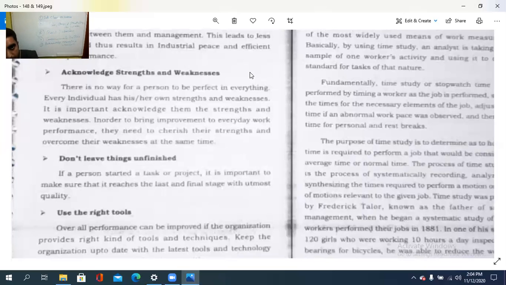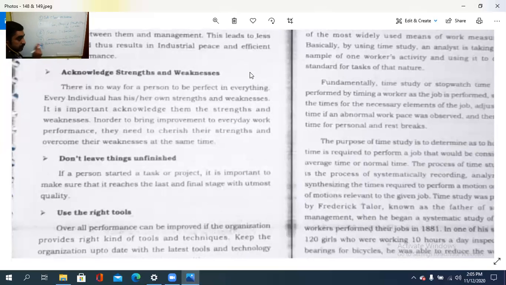In order to bring improvement to everyday work performance, they need to cherish their strengths and overcome their weakness at the same time. Whatever weaknesses there are, they must be turned into strengths. That is, try to overcome such weaknesses and make it become strengths. Clear? That is acknowledging the strengths and weaknesses.